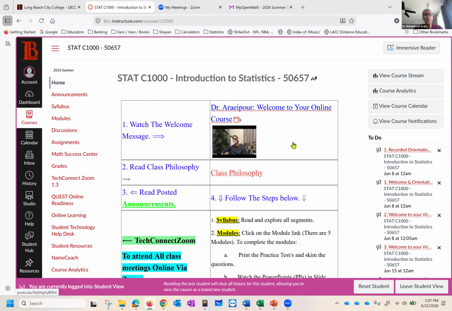The way I've set it up, I just put some numbers here and you just follow it. Number one, there is a welcoming message here. I hope you've listened to that. Basically, I'm very happy to have you here, welcoming you to the course. Numbers 2, 3, 4, so on and so forth. So we're going to go to number 2, the class philosophy.